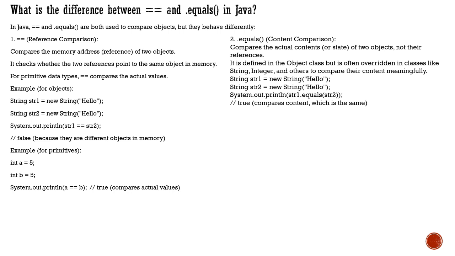Now, when you compare that with dot equals, it actually compares the content. So it will compare the content of the two objects, not their references. When you define a class, it is often overridden, like in String, Integer, or any other, so you compare their content meaningfully. So it will definitely be the same, because they are checking the content, not the reference.